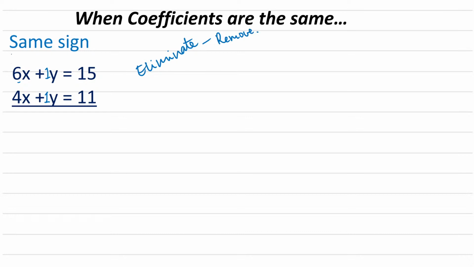So the other thing you need to note is that they have the same sign. What does that mean? They have the same coefficient and they are both positive, +1 and +1. So if they have the same sign and we want to remove them, what do we do? If I do +1 and +1, there is no way I'm going to remove it. So let's start by naming these equations. So let's say this is equation 1 and this one is equation 2.